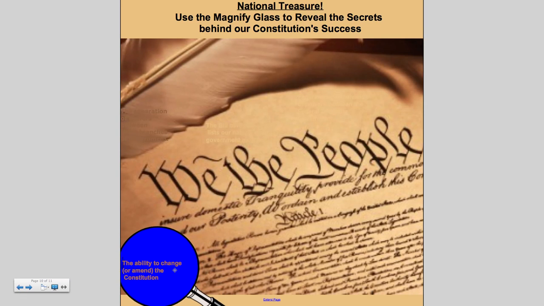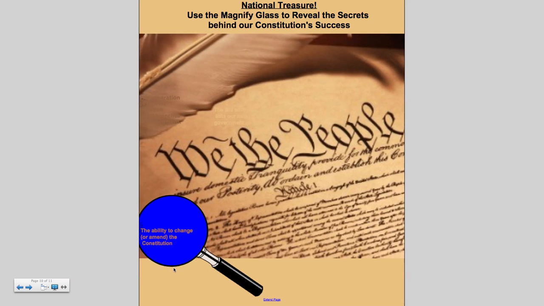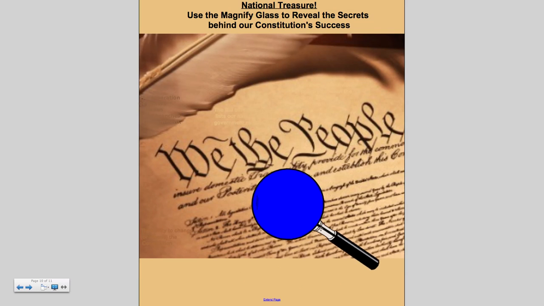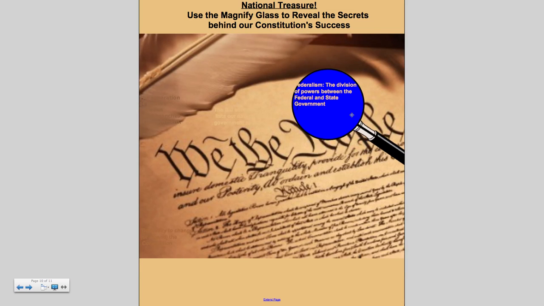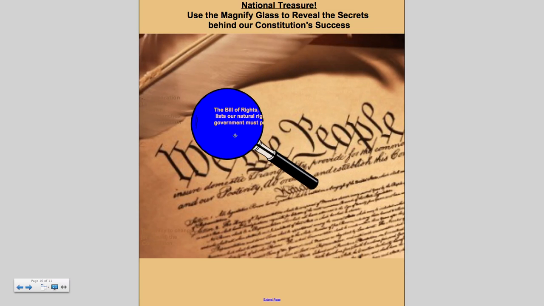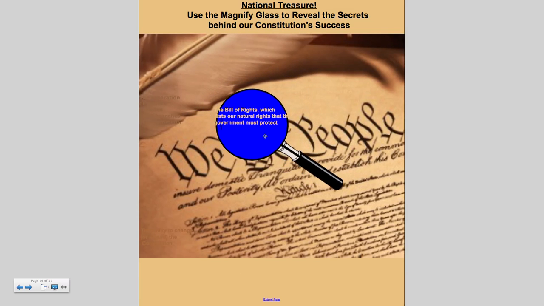Okay, here's another one. We have the ability to change or amend the Constitution. Those are the Bill of Rights. We have the ability to decide if we want to create changes within the Constitution. So it's not totally set in stone. Here's another one. Federalism. The division of powers between the federal and state government. This means that the federal government isn't any more powerful than the state government in some cases. And here's our last one. The Bill of Rights, which lists our natural rights that the government must protect. And we were just talking about those when we clicked on the picture.